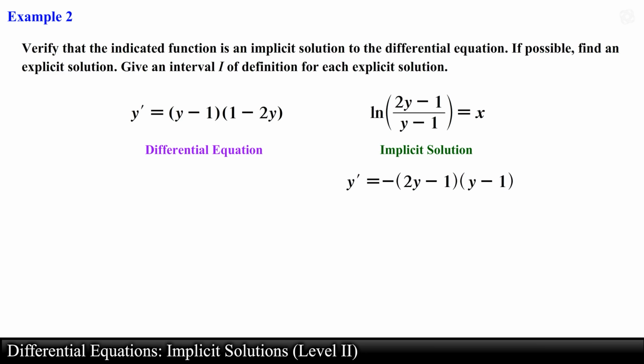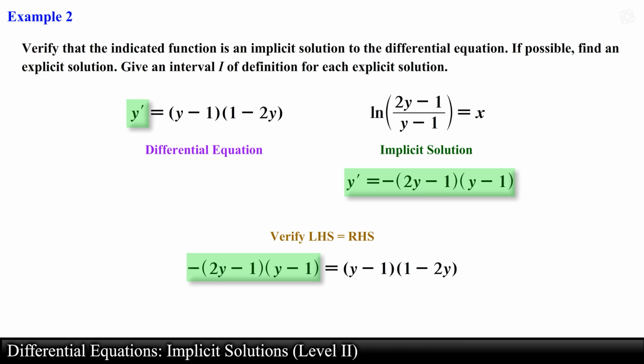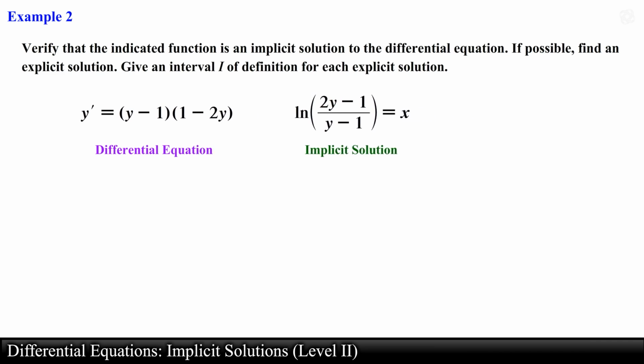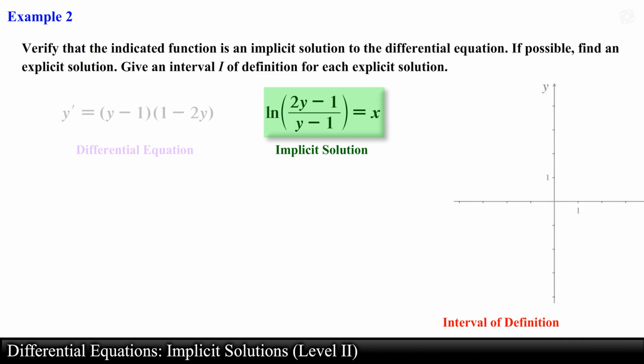After that, let's substitute this expression into the differential equation and verify that both the left and right-hand side of the equation match. Substituting the expression into the equation and simplifying the left-hand side of the equation, we see that both sides coincide. This means that this implicit function is indeed a solution to the differential equation. Now let's determine an appropriate interval of definition. The implicit relation is not a conic section, or an implicit function that you have encountered in your studies of mathematics.